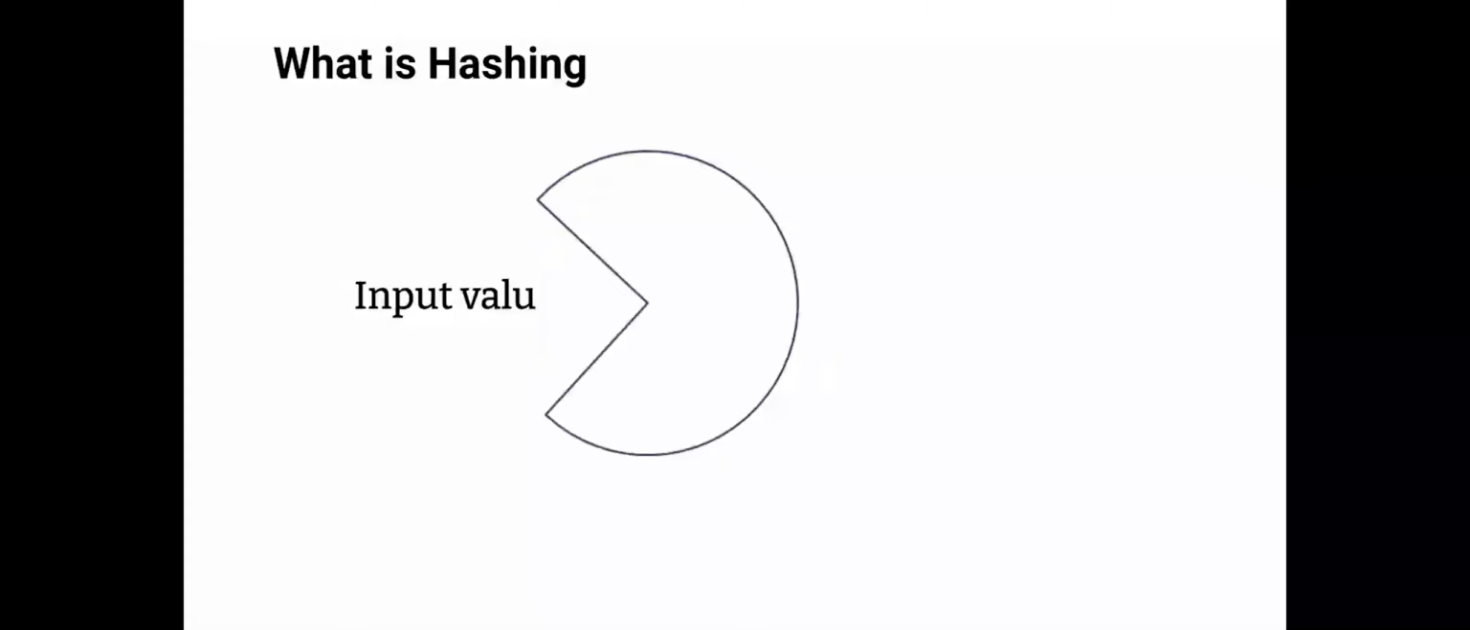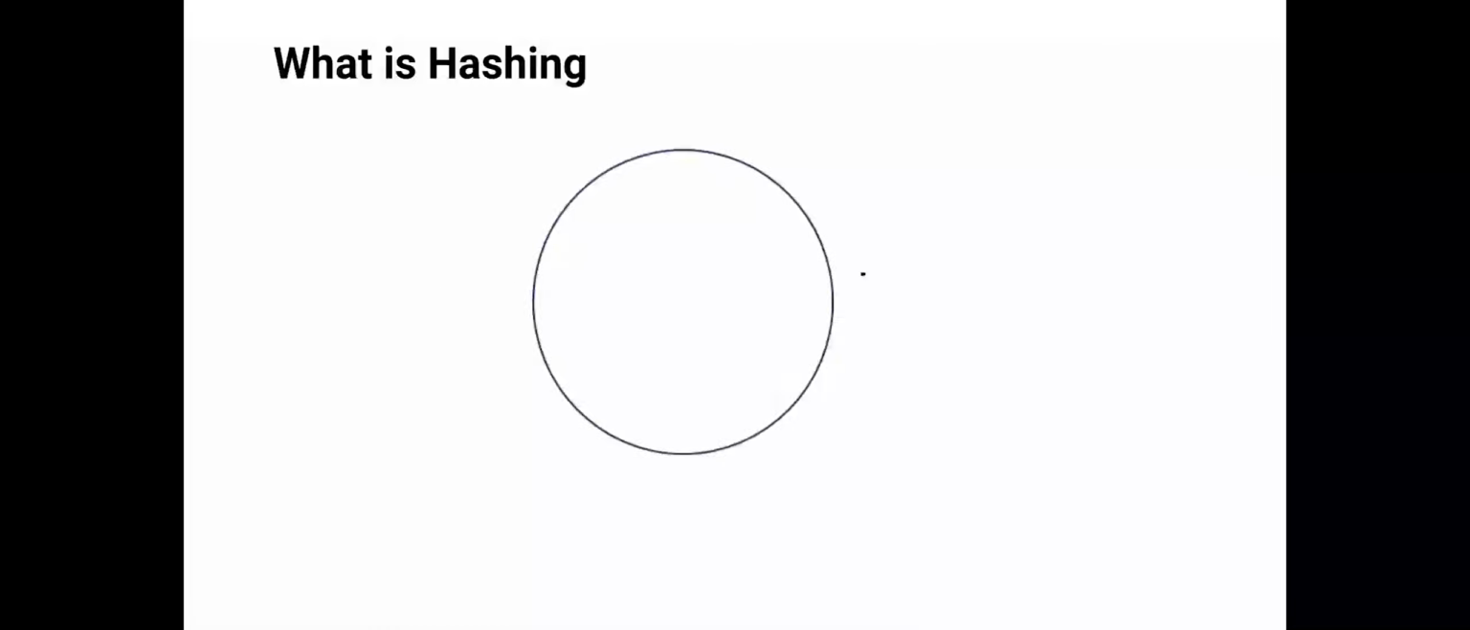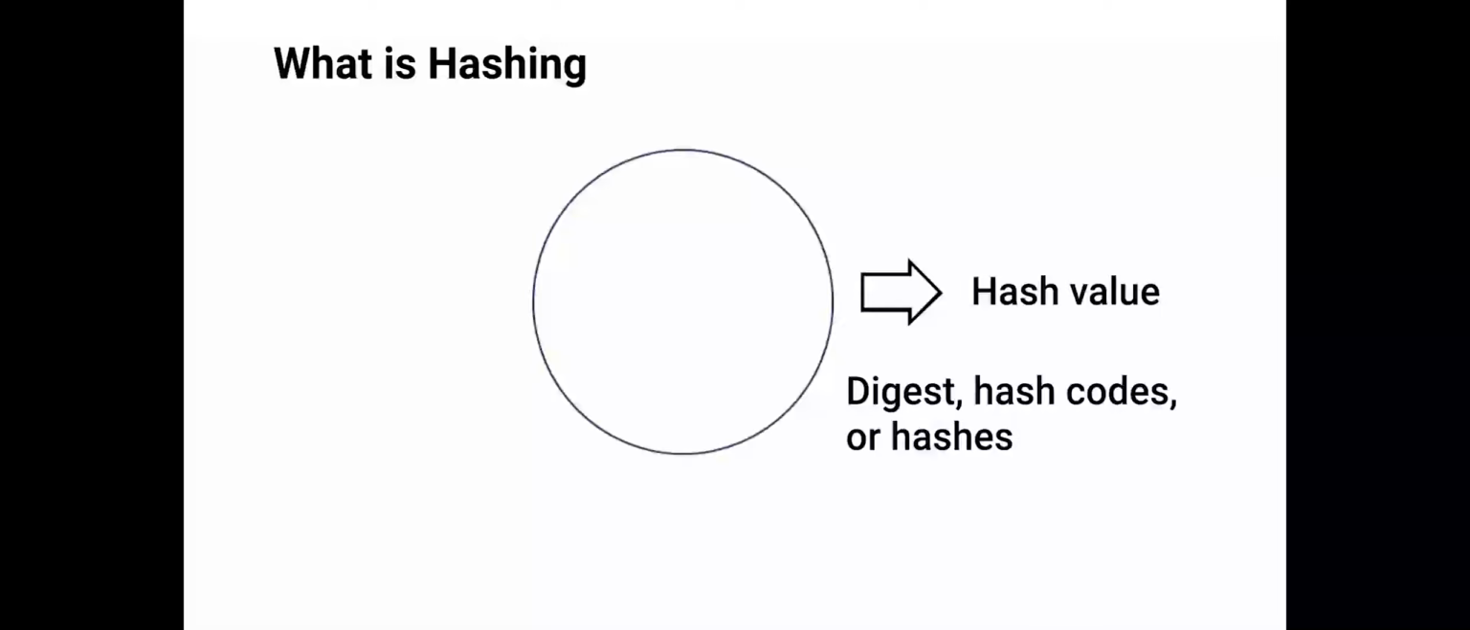Hashing is a process of converting an input value of any type, any size, and any length to a unique fixed length value called hash value. These are also known as digest, hash codes, or hashes. So, as a process, it has three parts in it.